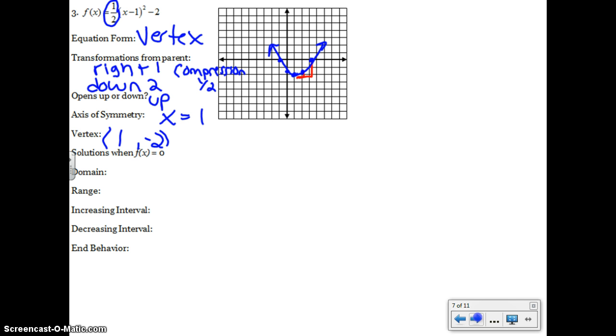Now you guys know that we can find these points on our calculator as well. We'll do some practice with that in class.